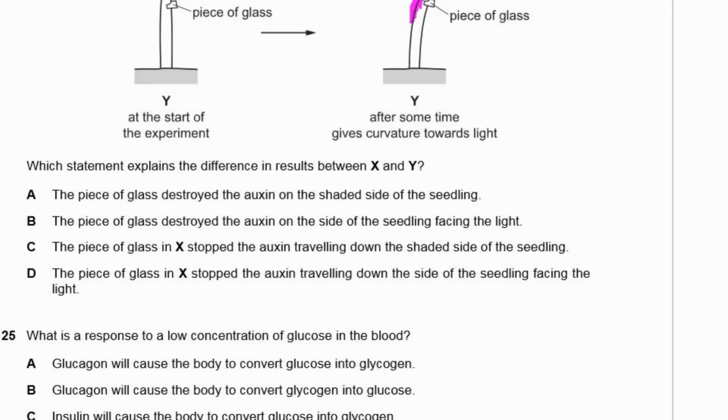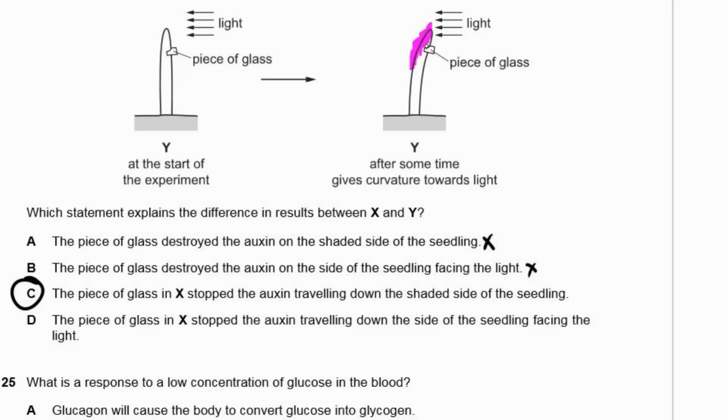So which statement explains the difference in results between X and Y? So A, the piece of glass destroyed the auxin on the shaded side of the seedling. No, it doesn't destroy it. The piece of glass destroyed the auxin on the side of the seedling facing the light. It didn't destroy it. Glass doesn't really react with anything. The piece of glass in X stopped the auxin traveling down the shaded side of the seedling. That looks like the correct answer to me. And the piece of glass in X stopped the auxin traveling down the side of the seedling facing the light. Well, if it stopped it traveling down the side of the light, then that would mean if the piece of glass is on the side of the light, it stopped traveling down that side, nothing would have happened in experiment Y. So the answer is definitely C.